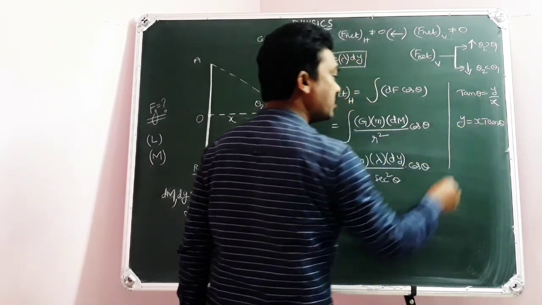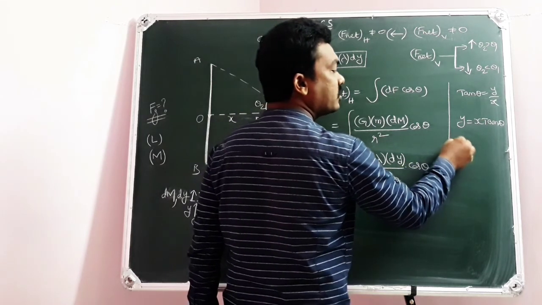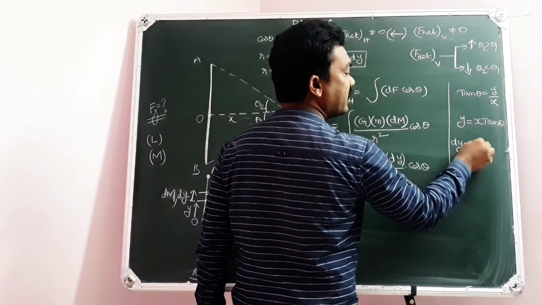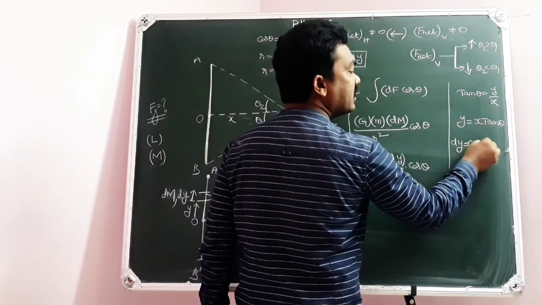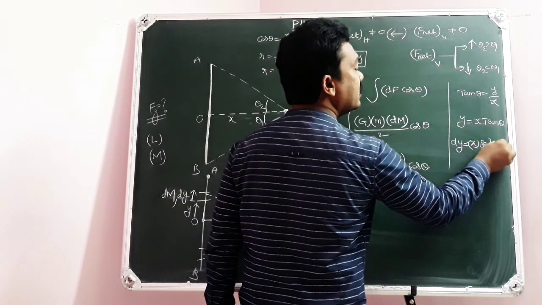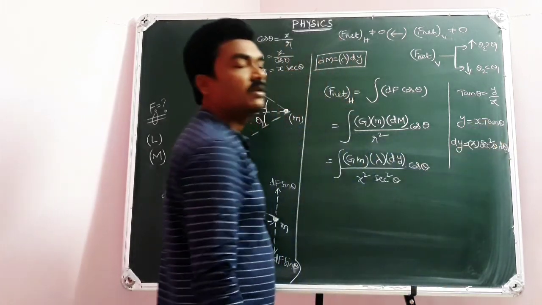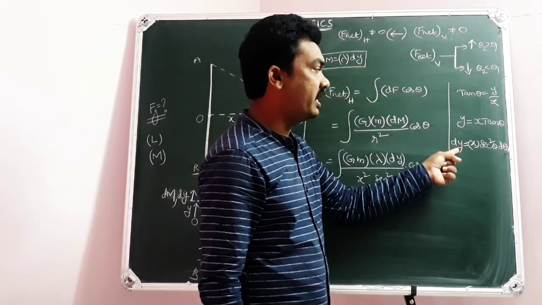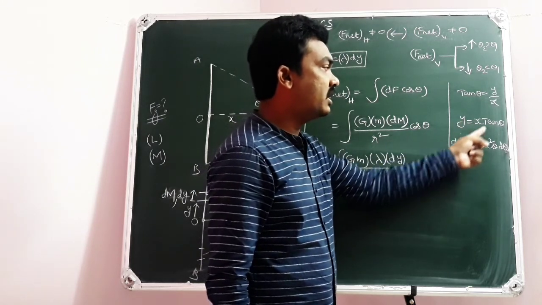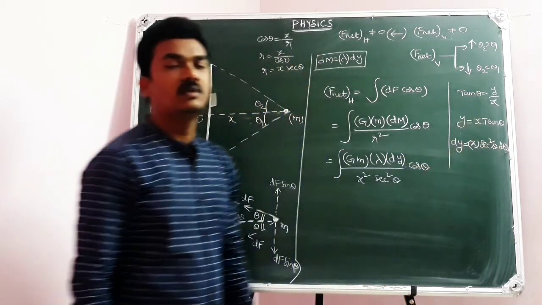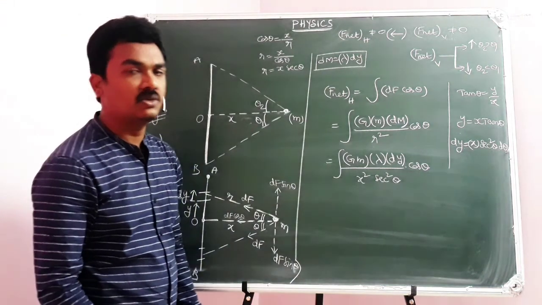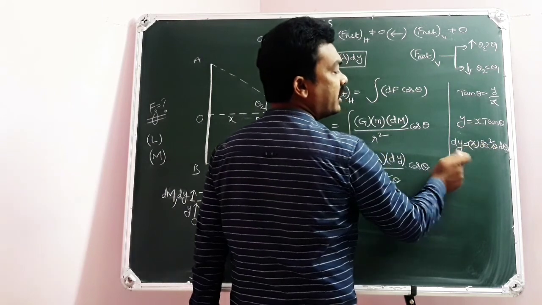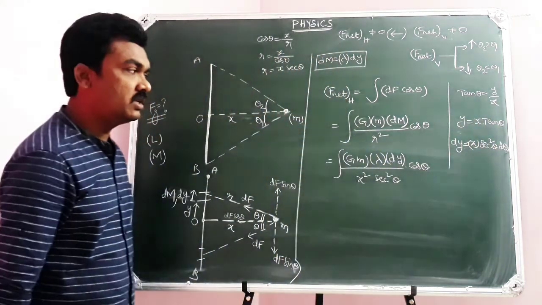But as I need to substitute for dy, let me differentiate on both sides. Derivative of y equal to x constant, keep it aside. Derivative of tan theta is secant square theta into d theta. If you take the derivative of y, dy equals x into secant square theta into d theta. We have differentiated with respect to theta, so dy by d theta equals x into secant square theta. Then dy equals x into secant square theta into d theta.